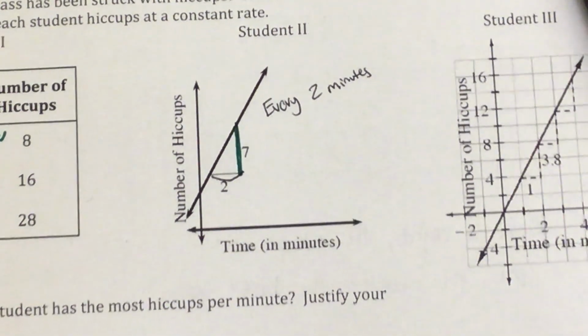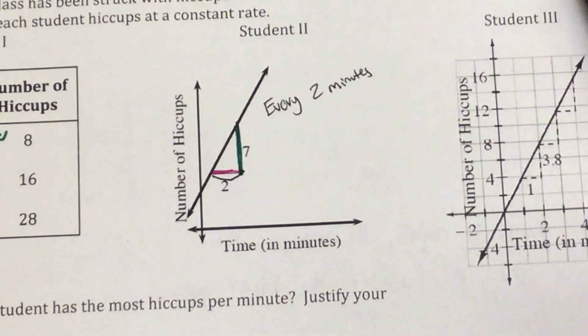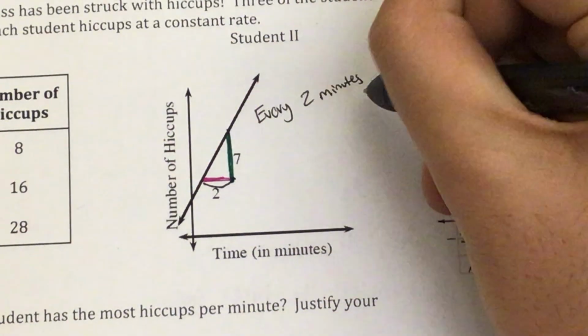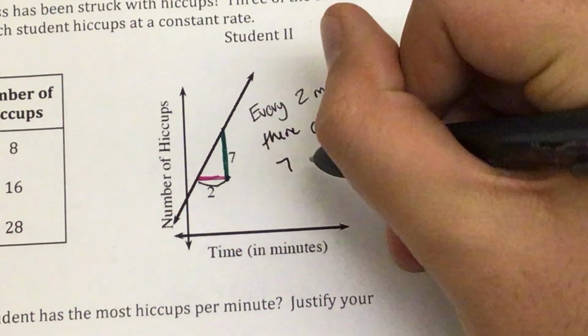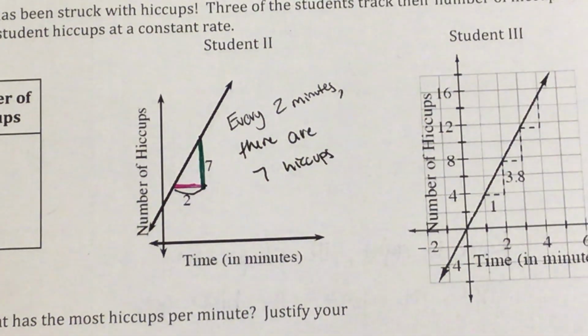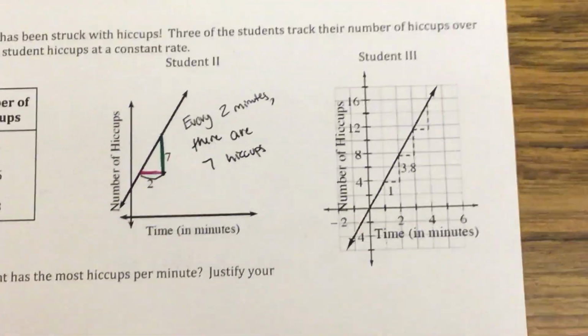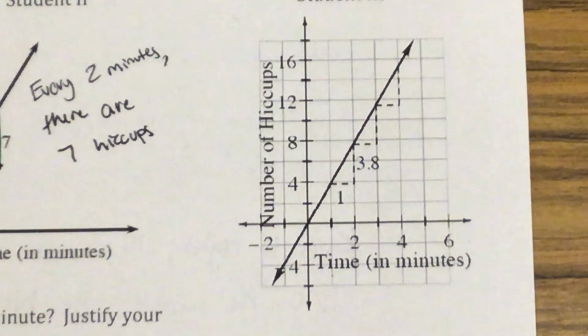Okay? We'll use the colors I used earlier. 2 minutes, there's 7 hiccups. That is a lot. So how many hiccups per 1 minute? You do the math. All right, here. 3.5. Nice. Don't tell them.